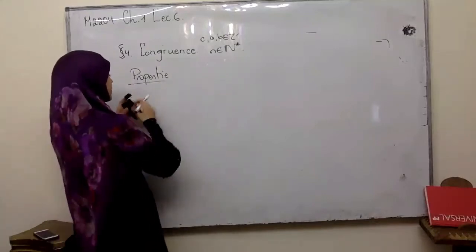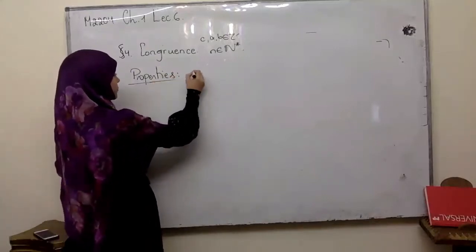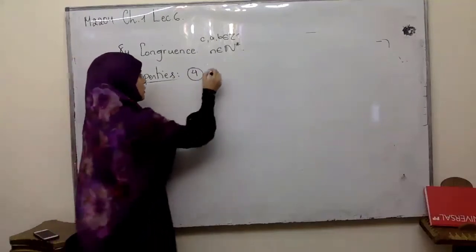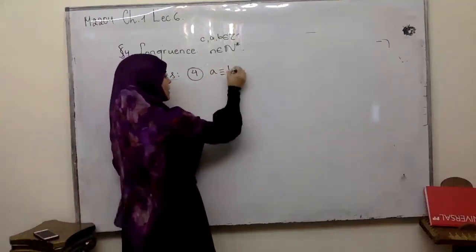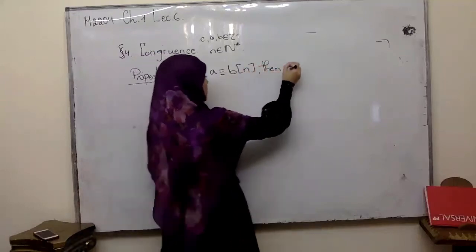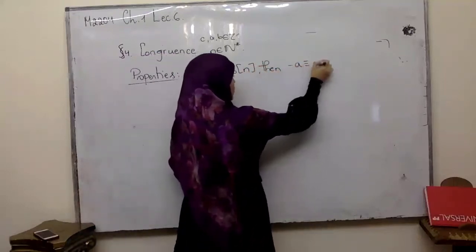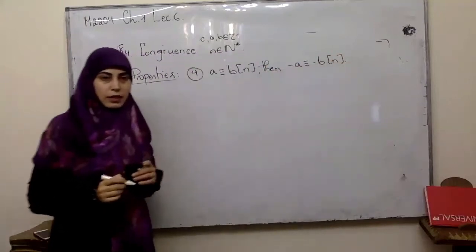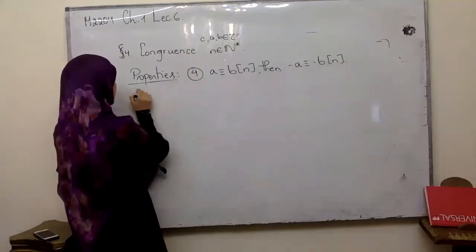What else do we have? So 4. A trivial property is that if A congruent to B modulo N, then, but to prove them so we don't get confused later, minus A is congruent to minus B modulo N. Okay?